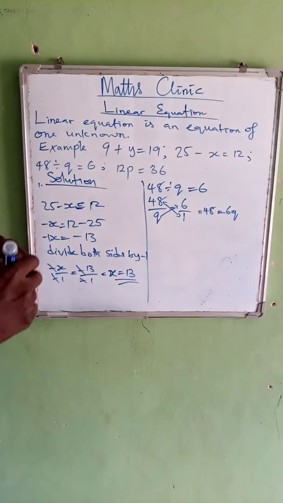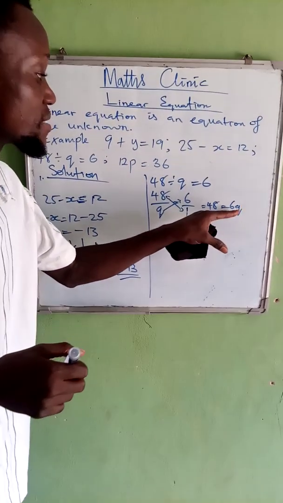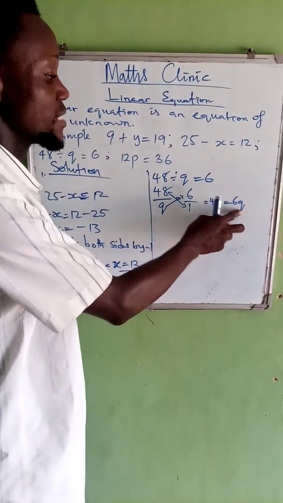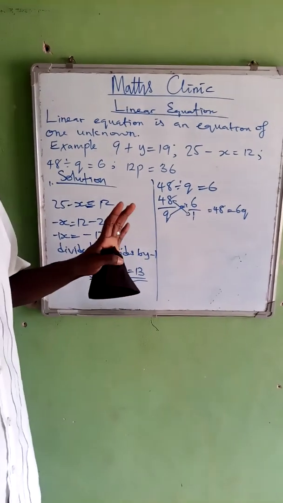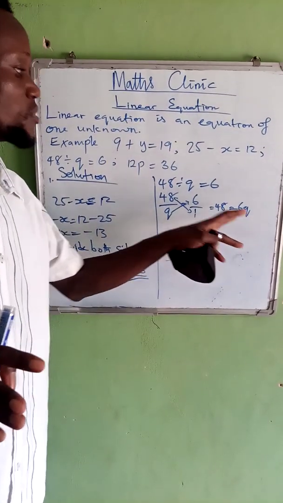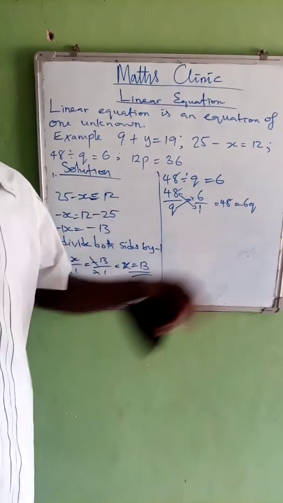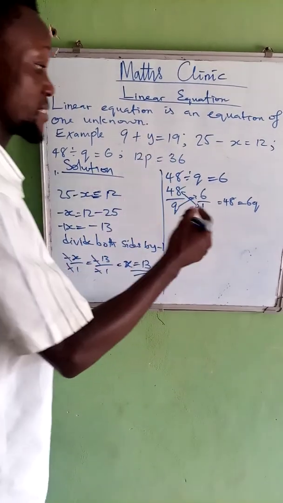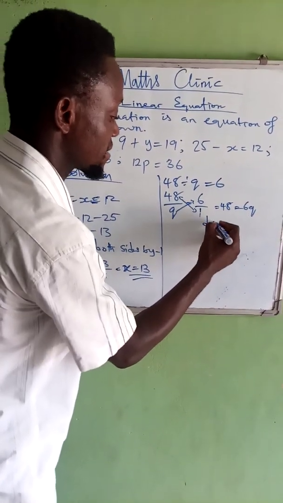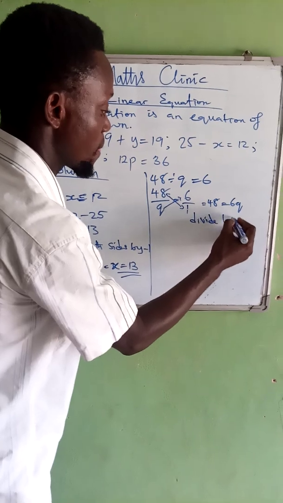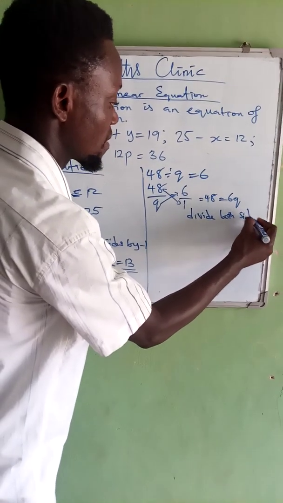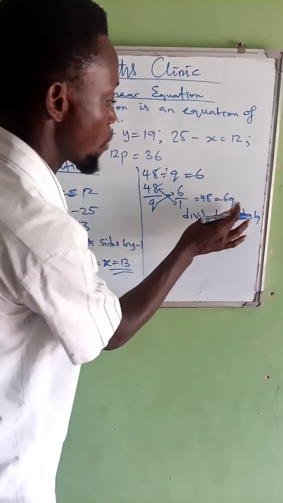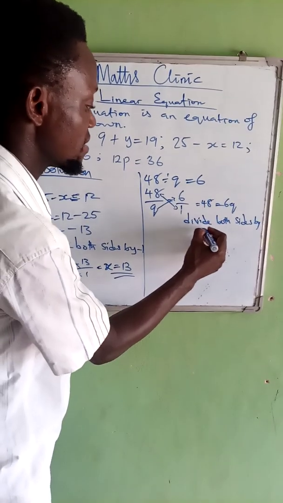Okay? And what does 6q mean? 6q means 6 times q. 6 times what is giving you 48? That is just what it means. 6 times q gives you 48. What is the value of q? The value of q is this. Divide both sides by the coefficient of q, which is 6.